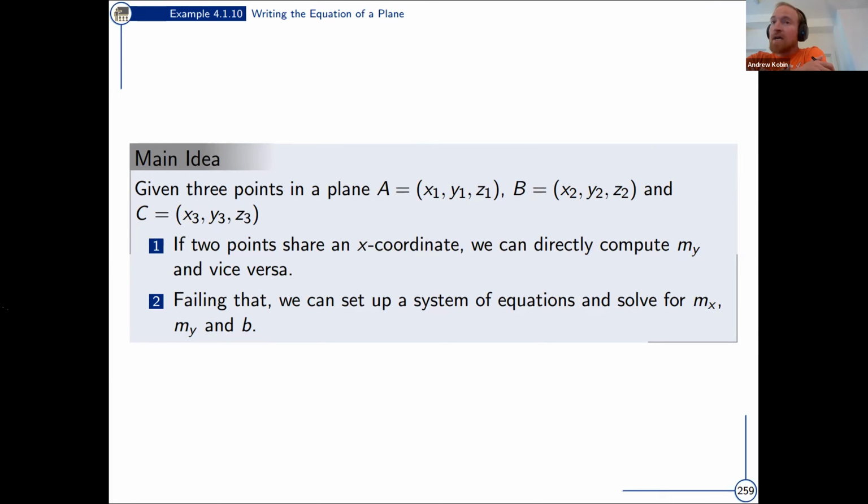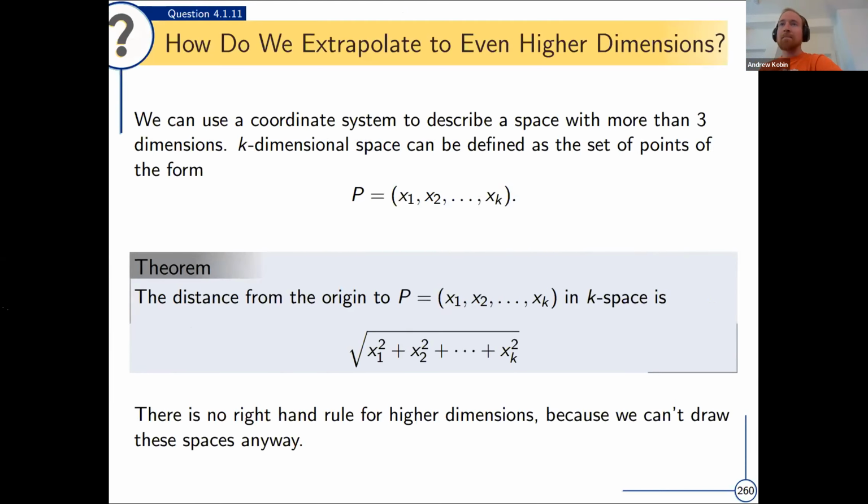But if we don't have that situation, we actually might have to set up a system of equations for m_x, m_y, and b, and try to solve for those numerically. If you've taken a linear algebra class in the past, there are faster ways to do this using vectors, but it actually amounts in 3 dimensions to just doing this explicit system of equations and solving for those 3 parameters, m_x, m_y, and b, and then you can write out the equation for your line. You'll have some more practice on this in the classwork, by the way.